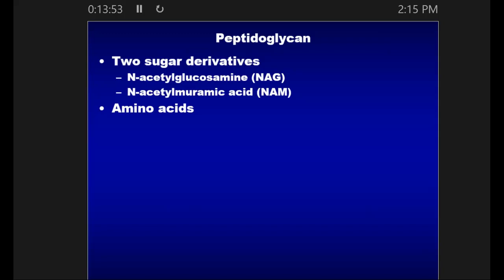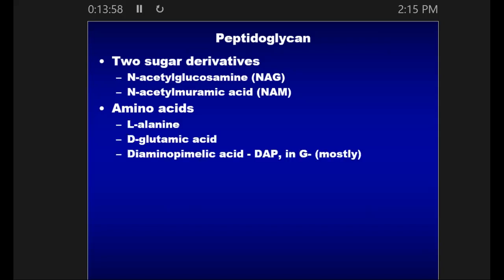Then we also have some amino acids in the mix. So there's certain amino acids: L-alanine, D-glutamic acid, diaminopimelic acid, which is abbreviated down to DAP, which you can abbreviate as well. In gram negatives, we see DAP. In gram positives, they replace DAP with L-lysine. Seems pretty consistent. So gram positives tend not to have that DAP. They put L-lysine in place instead. And then the last amino acid is D-alanine.